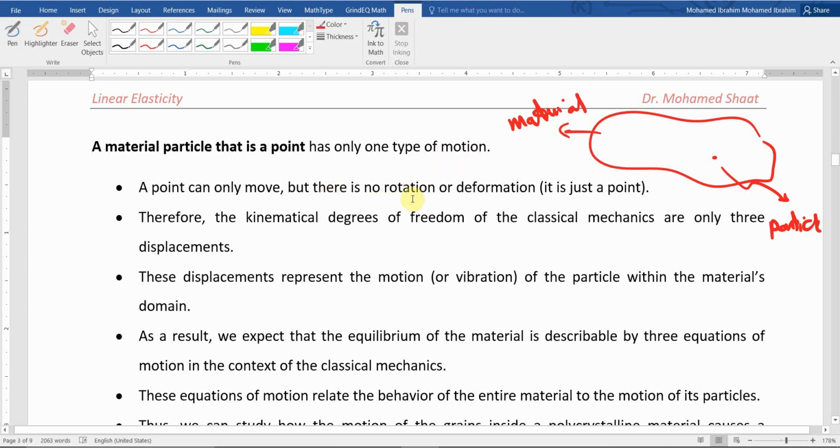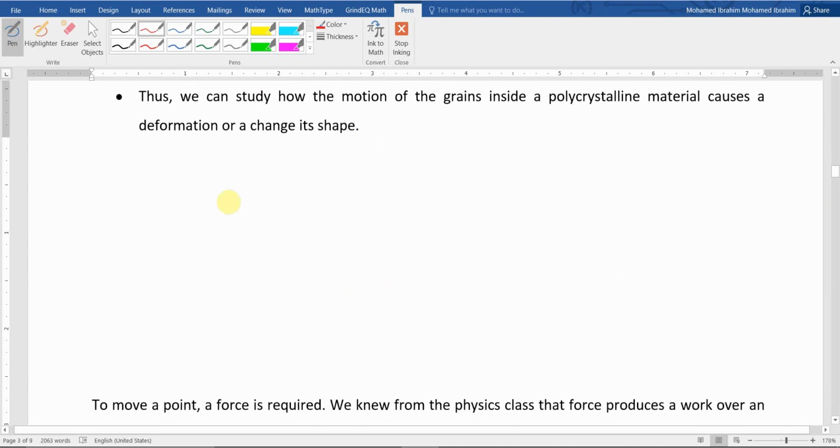That it can only move, with no rotation, with no deformation. A point can only move along X, along Y, along Z, but it cannot rotate or deform. For any object to be deformable or to rotate, it should have a shape. The point itself has no shape. For example, if you have a point like this one, this point can only move along X, along Y, and along Z.